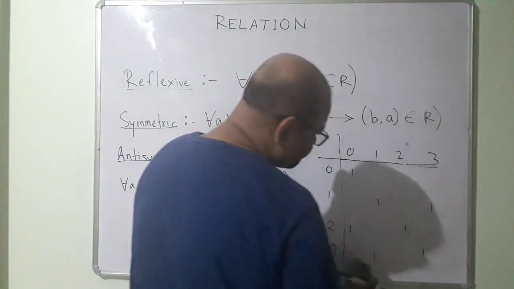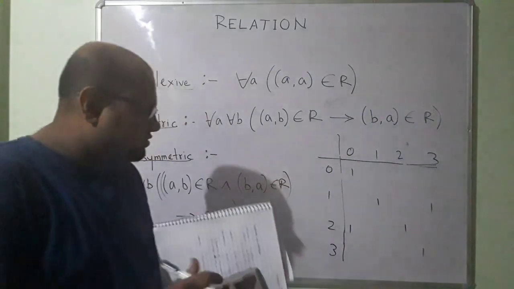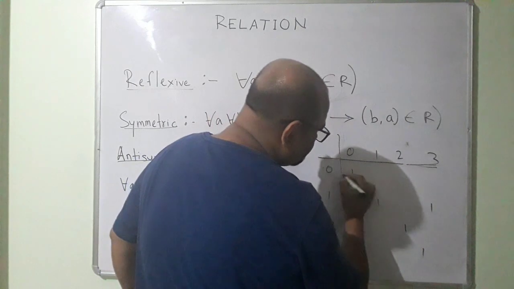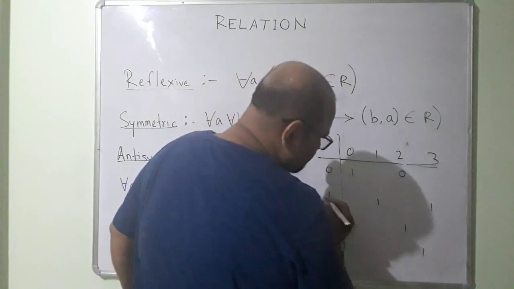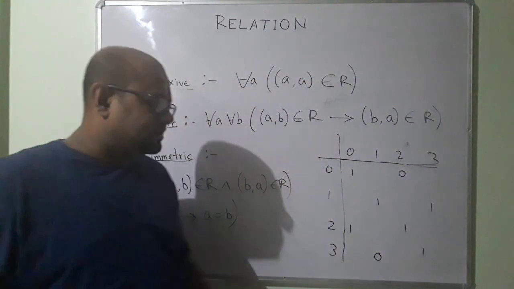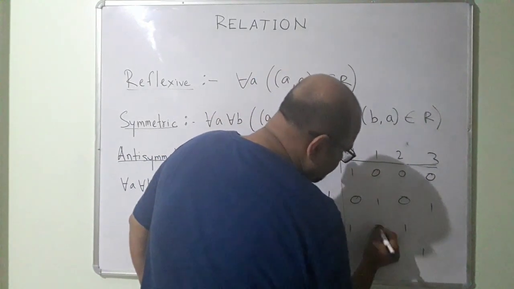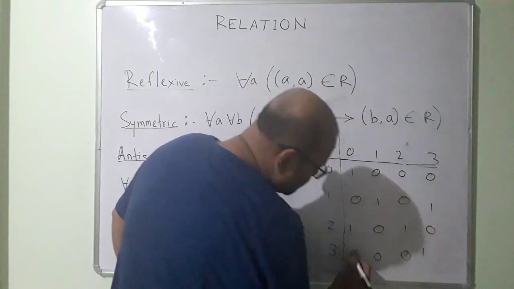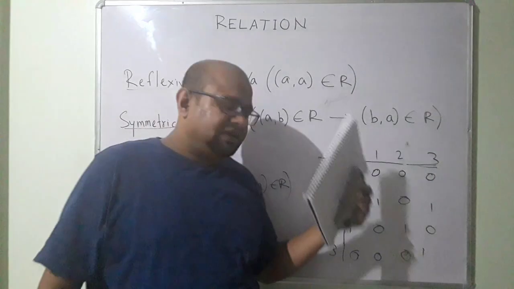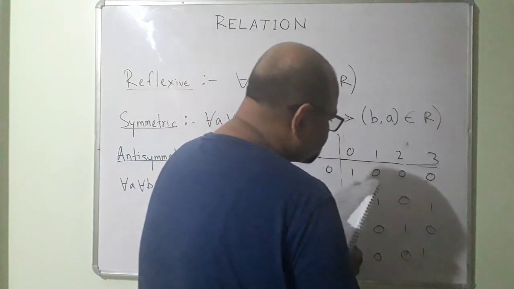Now this is symmetric, this is not antisymmetric. Had this not been there, this would have been symmetric. So see, (2, 0) is there, so (0, 2) is not there. (1, 3) is there, (3, 1) is not there. Of course, in this matrix, everything that I did not write is all zeros. Okay, this is antisymmetric.